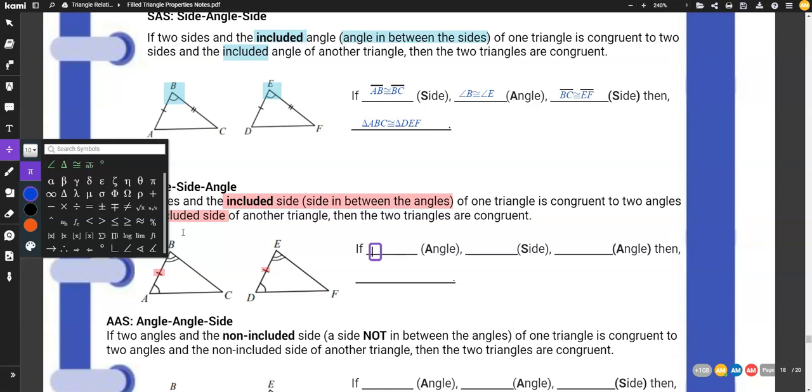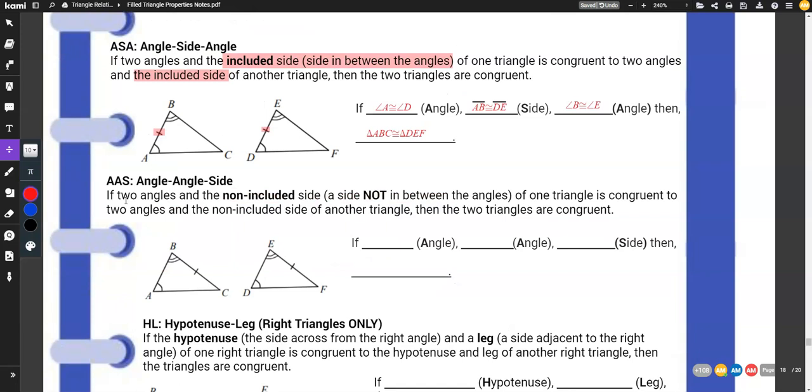So for the example triangle here, if angle A is congruent to angle D, like delta, and segment AB is congruent to segment DE, and angle B is congruent to angle E, then the two triangles are congruent, so it'd still be triangle ABC is congruent to triangle DEF. And again, I just copied and pasted that.